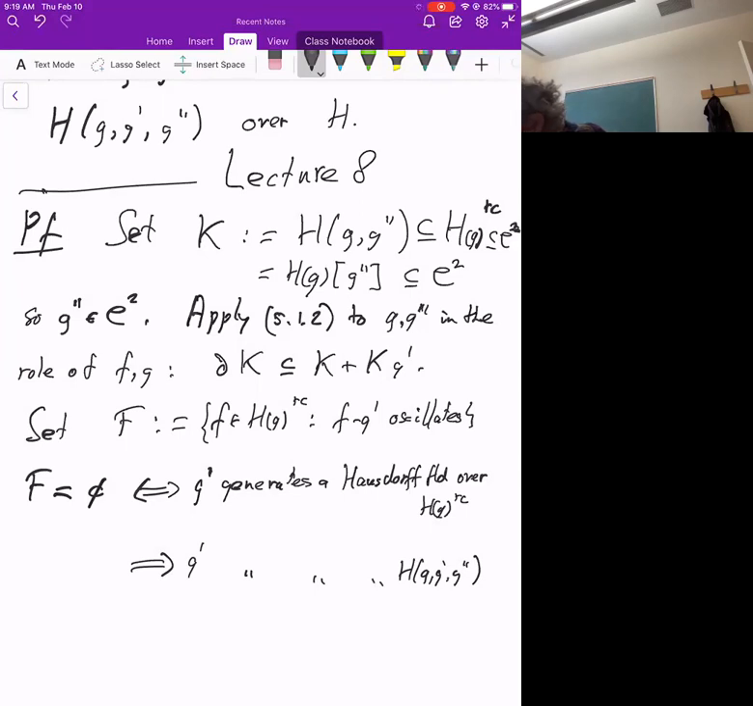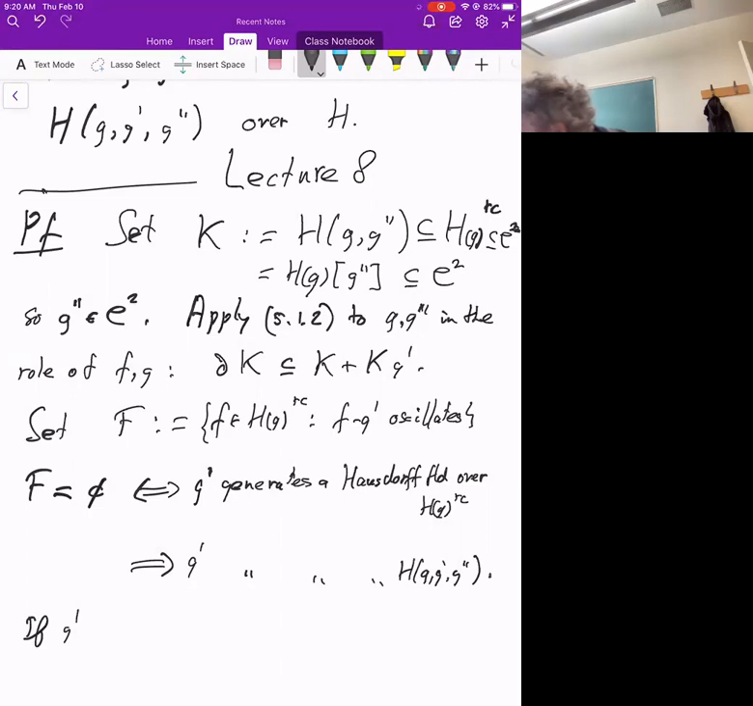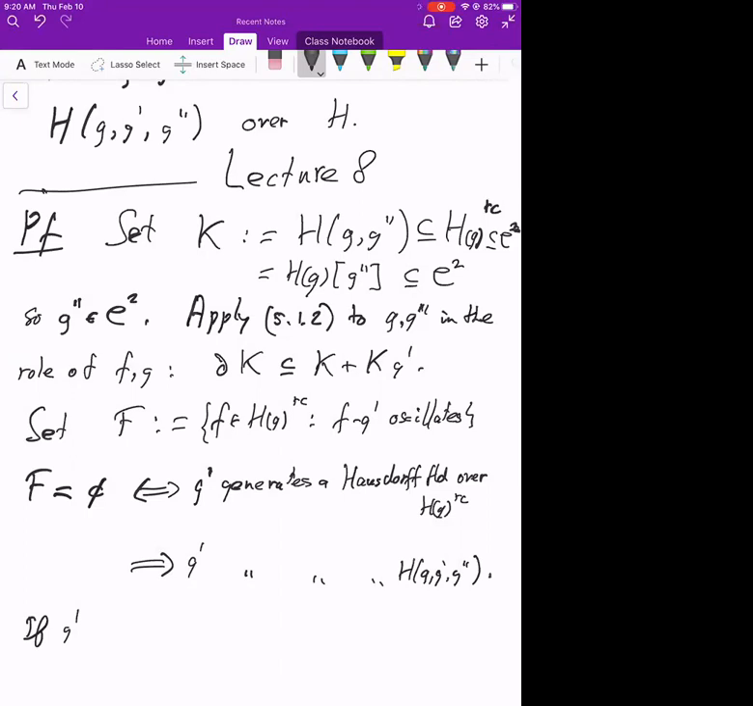Right. But if that's the case, if in fact G prime generates... Sorry, it's now over H, G, G double. No. What am I... G prime generates a Hausdorff field over H, G, G double. You're right. No, actually, no.